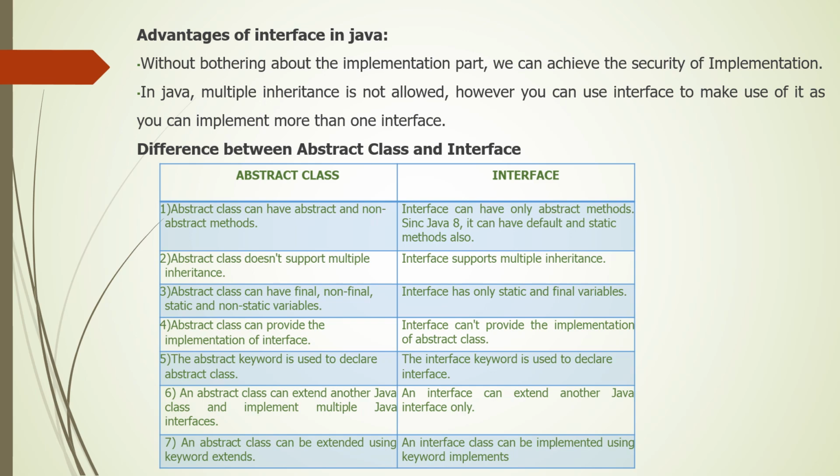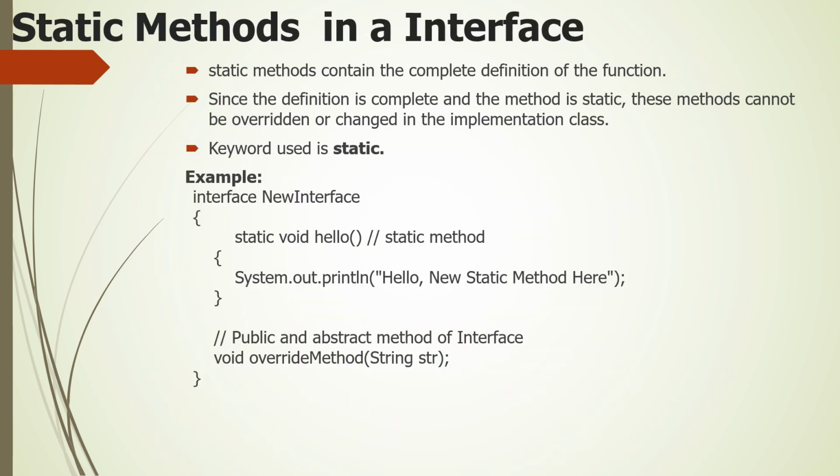Abstract class can provide implementation of interface. Interface can't provide the implementation of abstract class. The abstract keyword is used to achieve abstract class. The interface keyword is used to declare interface. An abstract class can extend another class and implement multiple Java interfaces. An interface can extend another Java interface only. An abstract class can be extended using keyword extends. An interface can be implemented using keyword implements.